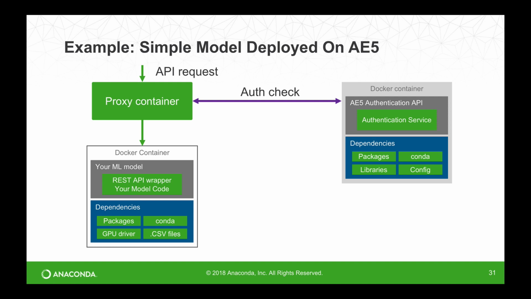And so guess what? The proxy is a container, and then it makes an API request to the authentication service. So a network API call to the authentication service to see if there are valid credentials being presented. And then if they are, the proxy container passes on the API request to your container running your model, gets the result and feeds it back. And if it's not authorized, then it'll just send an error message back to the caller.